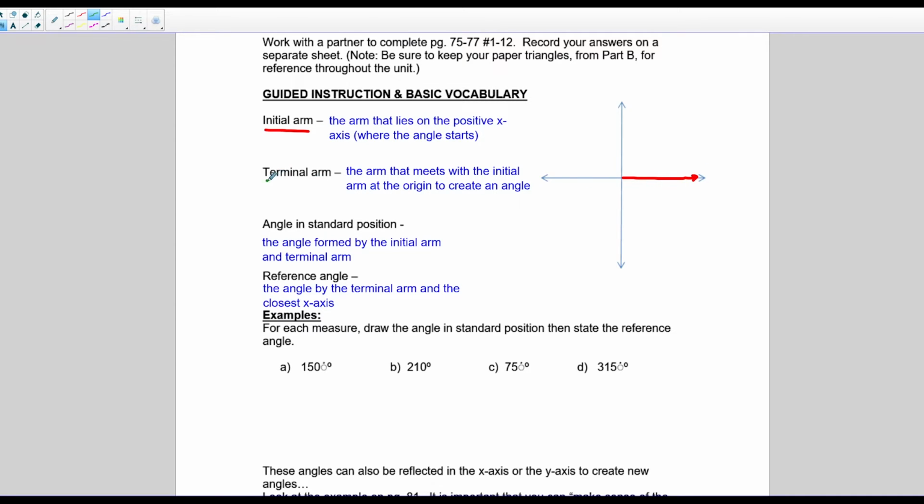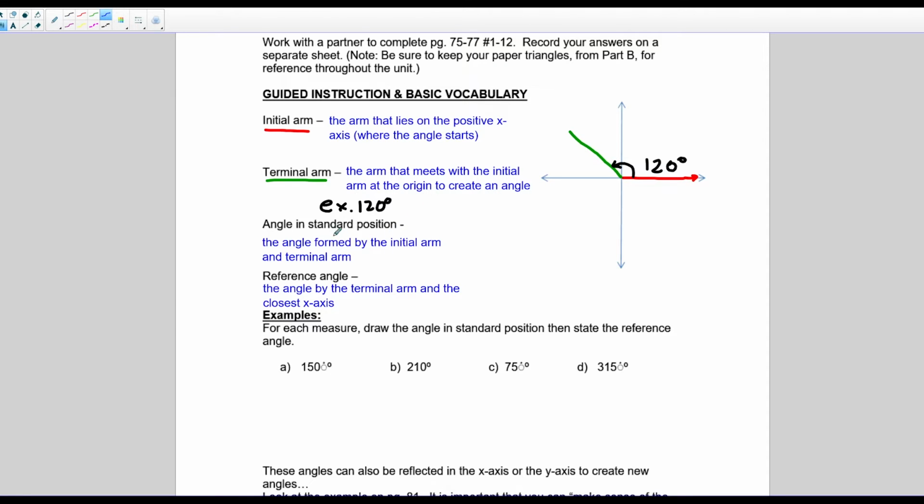Next, we have what is called the terminal arm, and it's going to be an arm that meets with the initial arm, which is the red line, at the origin, which is at 0, 0, to create some sort of angle. So let's go ahead and draw my terminal arm. And we'll see that we create some sort of angle here. Let's say that that is maybe 120 degrees. So now we have our initial arm and terminal arm.